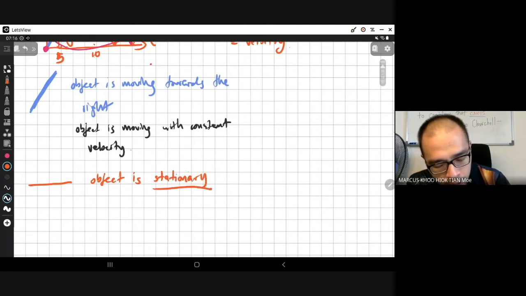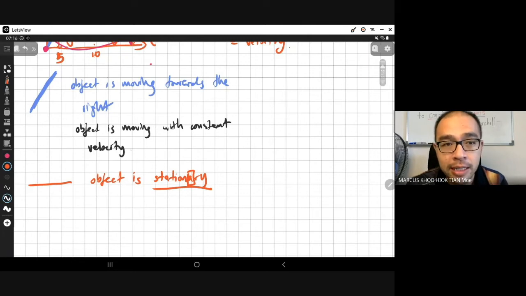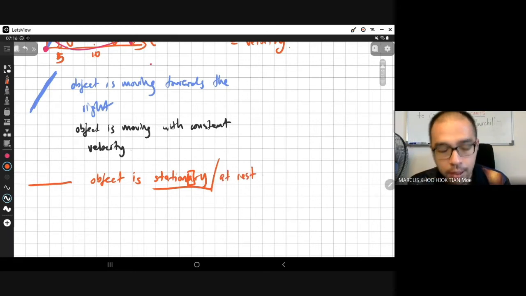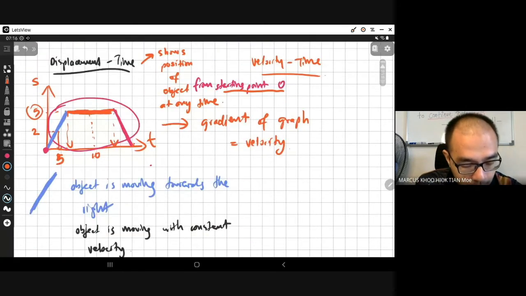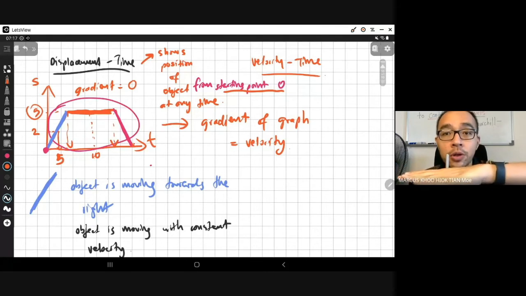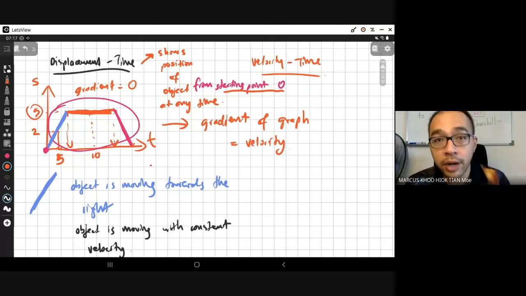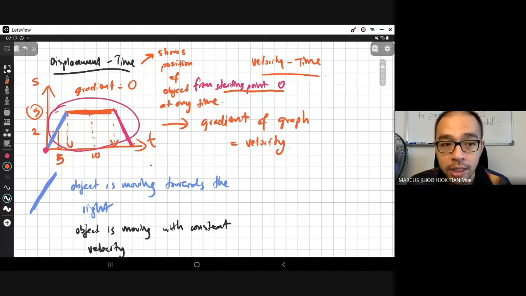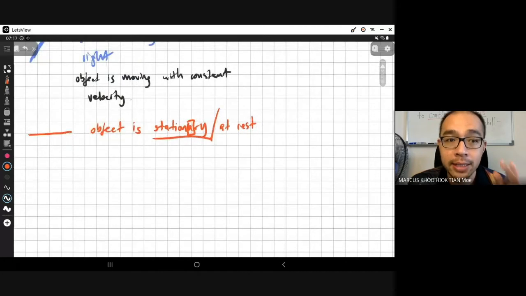Reminder, the word stationary is spelled with the letter A, not the letter E. So the object is stationary, or another word for stationary is at rest. That's why if you calculate this gradient, you're going to get the gradient equals to 0, because it's flat, it's not even slanted at all. Gradient is the slant, and this is not slanted at all. So in terms of velocity, it will be 0. So the object is at the same position, it is not moving, it is stationary.